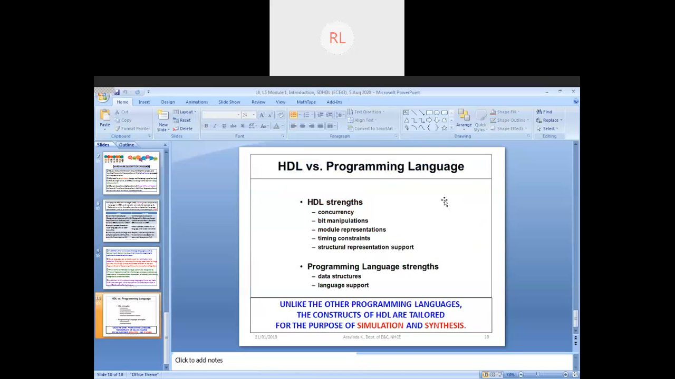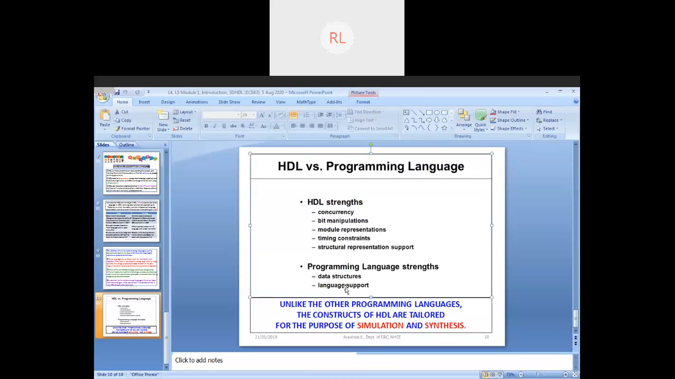Now these are some of the strengths of HDL. You can go through them, and the differentiation from other programming languages. So what do you see here? What is the strength of HDL? It helps in concurrency, isn't it? And then it helps in bit manipulations. It helps in module representations and timing constraints. Now this happens in your synthesis, right? And here you have structural representation support. So these are nothing but the strengths of HDL. How you can use them one by one, we will look into. Then in your programming language, you just have data structures and language support. So these are the only two.